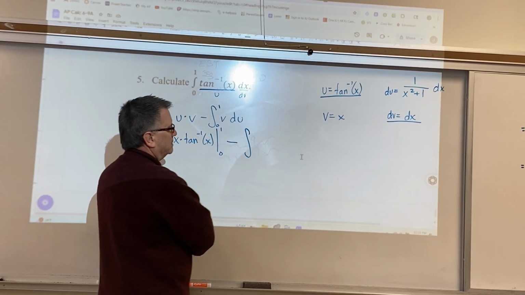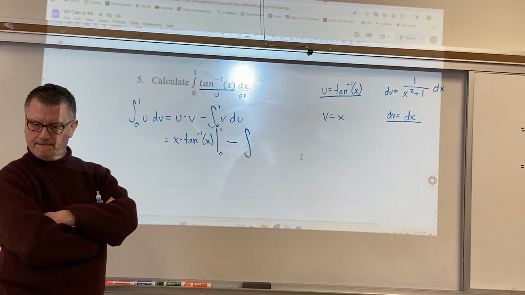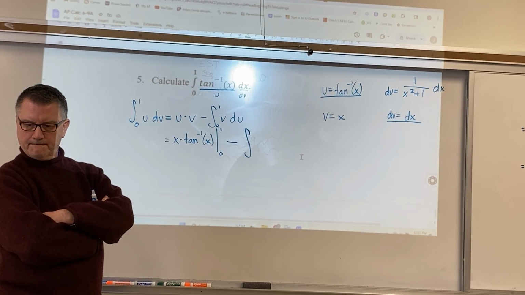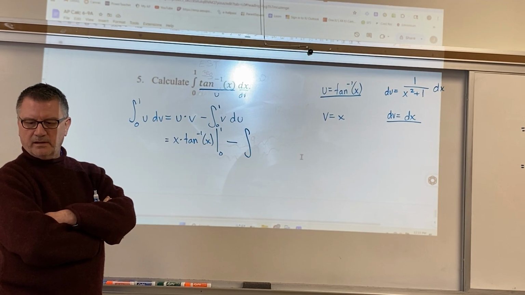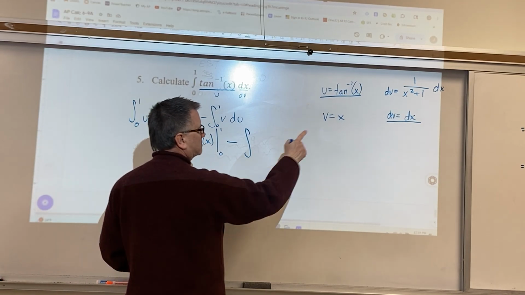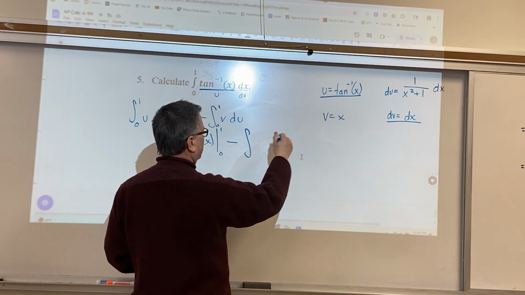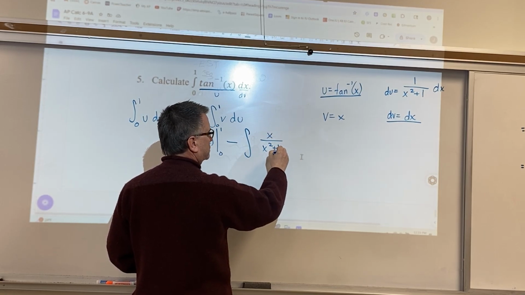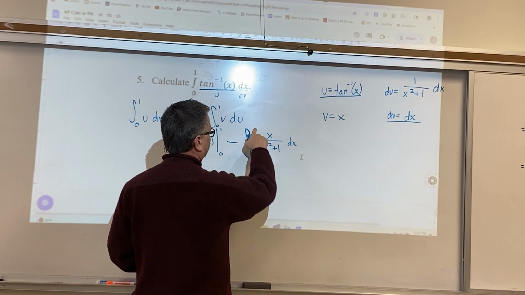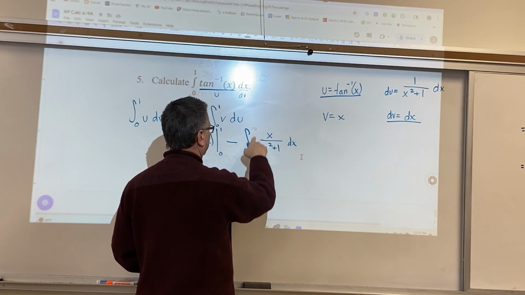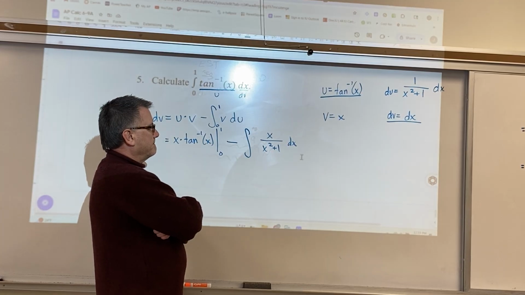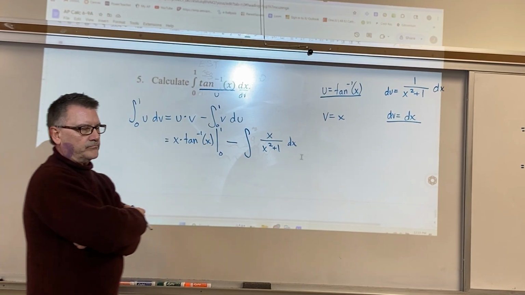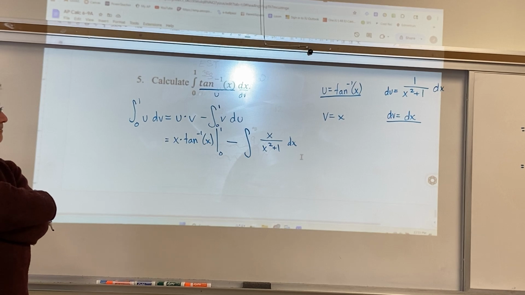So, v du. You have to put the integral from 0 to 1. Yeah, I'm going to have to change that, right? So this would be v, and du would be x over x squared plus 1 dx. And then I'm going to have to change my intervals of integration. How am I going to do that? What am I going to plug it into?